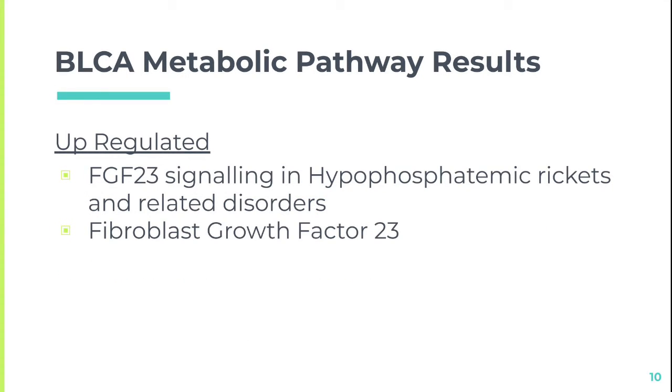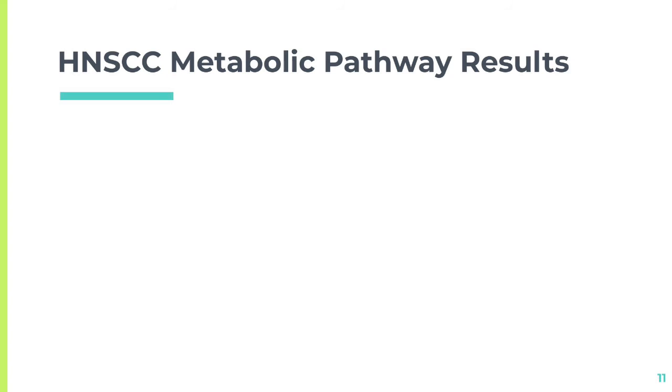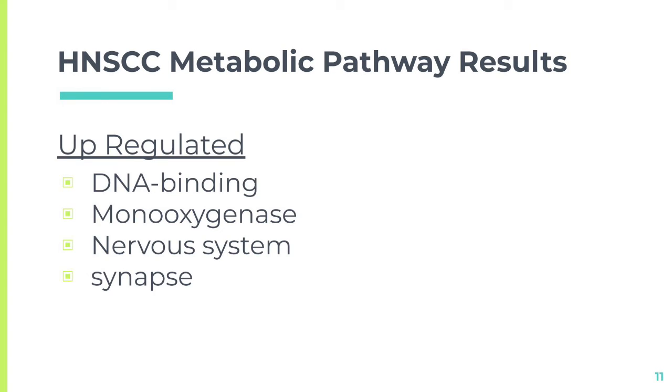Within bladder, it was interesting to see that there were a lot more genes passing the threshold for downregulated than upregulated. For our upregulated, we only saw one pathway affected, FGF23 signaling. FGF23 is fibroblast growth factor 23, which participates in phosphate and vitamin D metabolism and regulation. This was interesting because within the downregulated pathways, we saw vitamin D for BLCA also being affected.